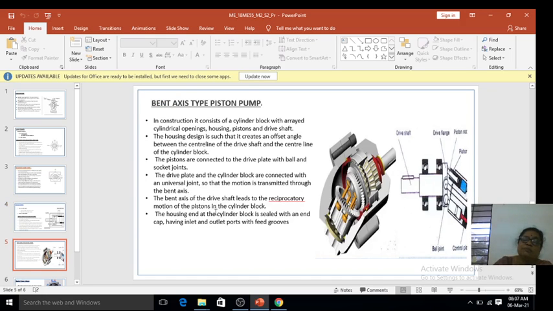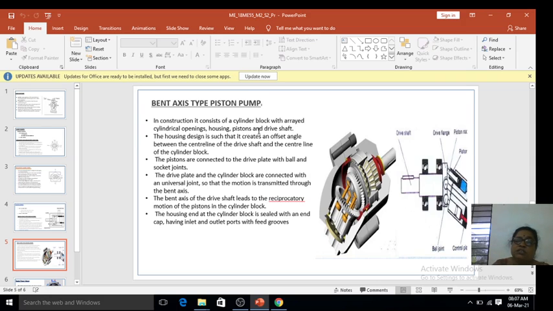Another type of piston pump is the bent axis piston pump. This is a very simple one. Here you can observe the ball point, control pin, drive shaft, drive flange, piston rod, and piston. You can observe the construction features of the bent axis piston pump from the sketch here. The 3D view of the sketch you can also observe here.